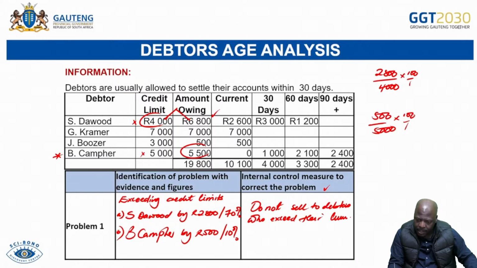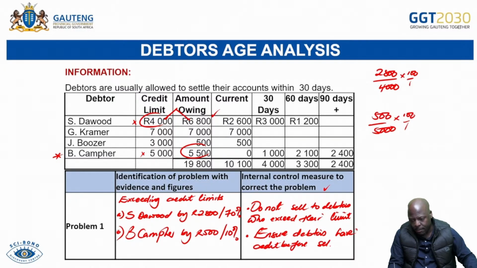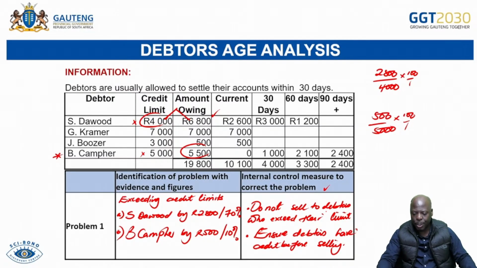Do not sell to debtors who would have exceeded their limit. The next point is we need to ensure that debtors have credit before we sell goods to them. Ensure debtors have available credit. Ensure that debtors have credit before selling. So we need to ensure that they have available credit before we can sell goods to them.